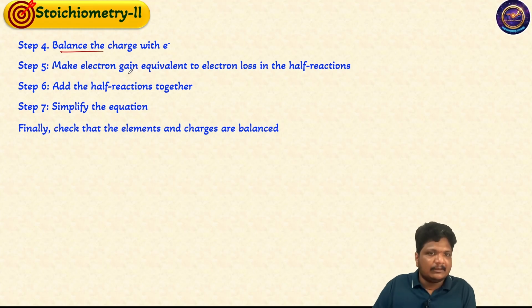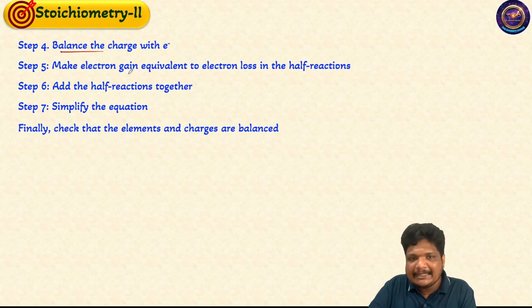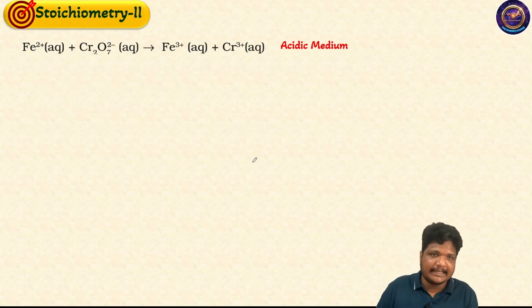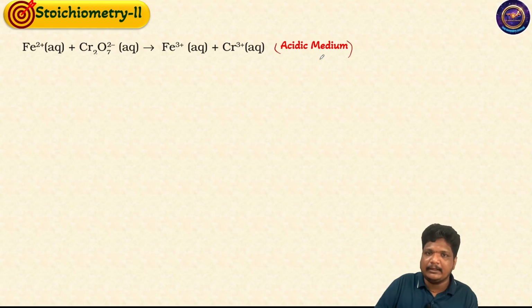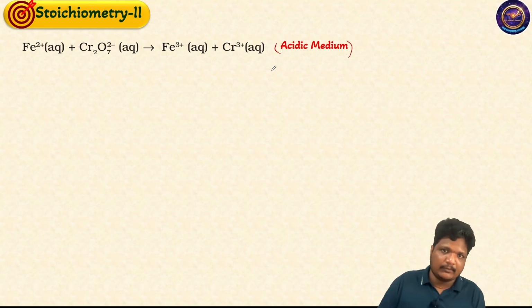Okay, and then you have to add the two half reactions. Finally, by simplification you will get the final balanced equation. Let us take one example each for acidic medium and basic medium. Now let us see this reaction. Here Fe2+ and Cr2O7 2- give rise to Fe3+ plus Cr3+ in aqueous medium. So this reaction is carried out in aqueous acidic medium.